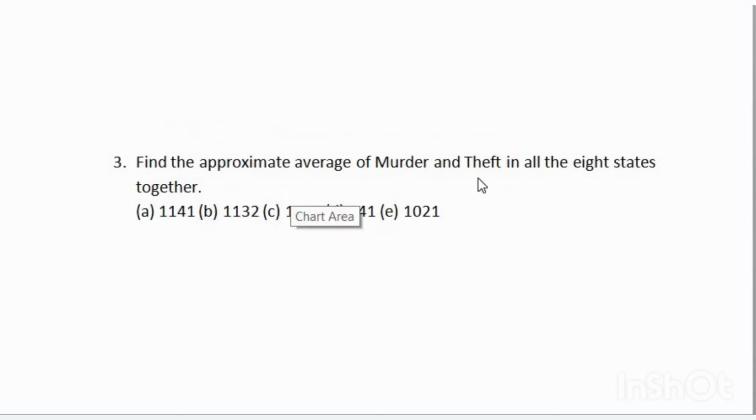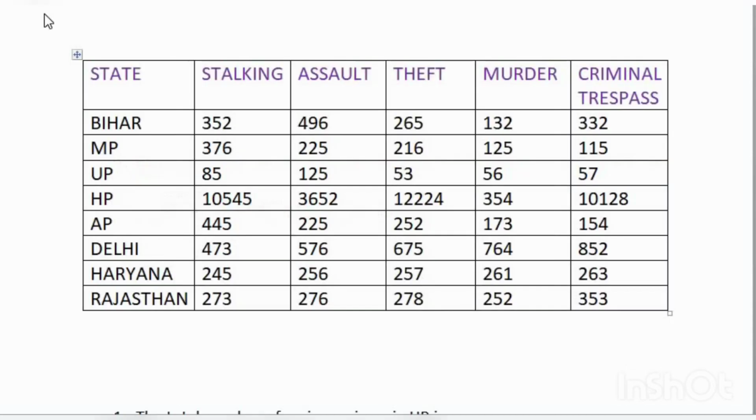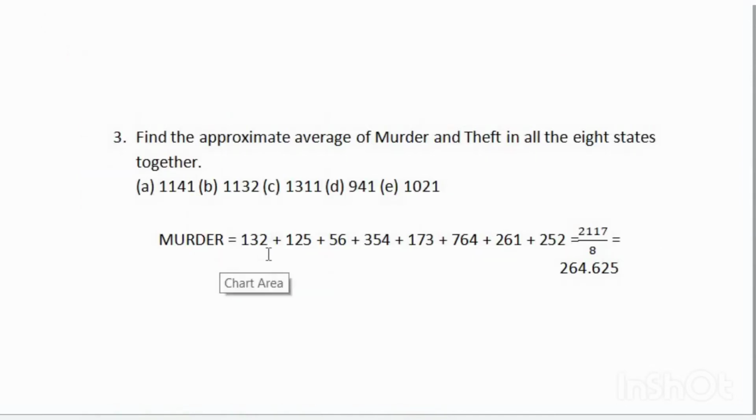Third question, find the approximate average of murder and theft in all the 8 states together. So you have to calculate the murder and theft cases in all the states. Its average you have to find out. From the table, when you add murder cases, adding all these numbers, you will get 2117. Then you have to divide it by 8 because you are calculating the average of all the 8 states in case of murder as well as theft. So 2117 divided by 8, you will get 264.625. That is the average of murder cases in all the 8 states together.